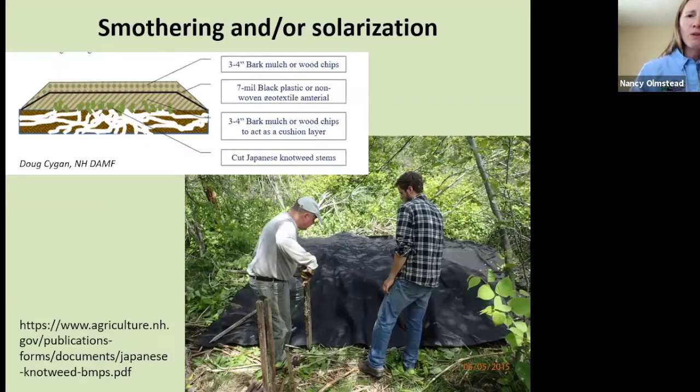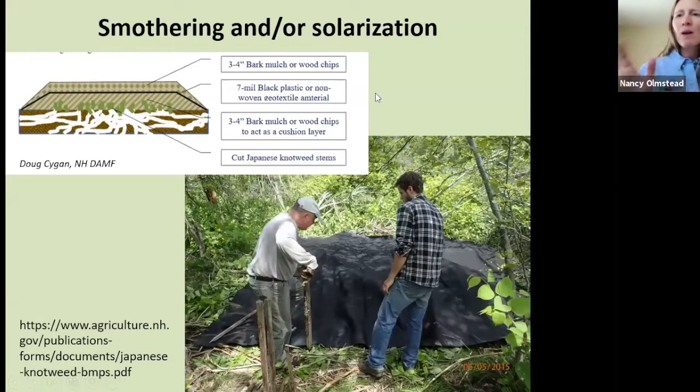We're seeing here at the top left a graphic from a publication done by my colleague from New Hampshire, Doug Sagan. He works for the New Hampshire Department of Agriculture, Markets, and Food, and he published a publication about preventing the spread of Japanese knotweed. And Pamela can share, or maybe has already shared, the link to this publication online.